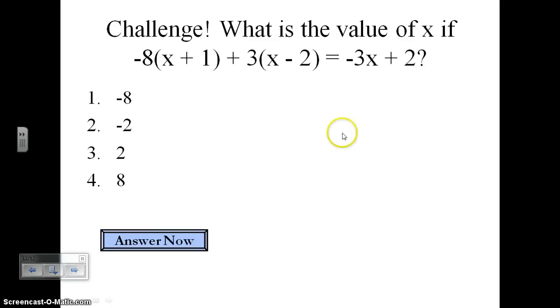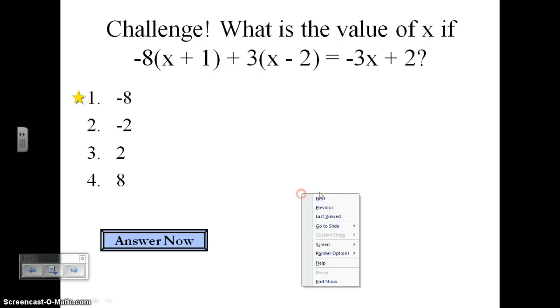Okay, let's try one more. This is a challenging one. Let's see if you can do it. So pause the video, try this one out, and see if you can get an answer. Good job. The answer is negative 8.